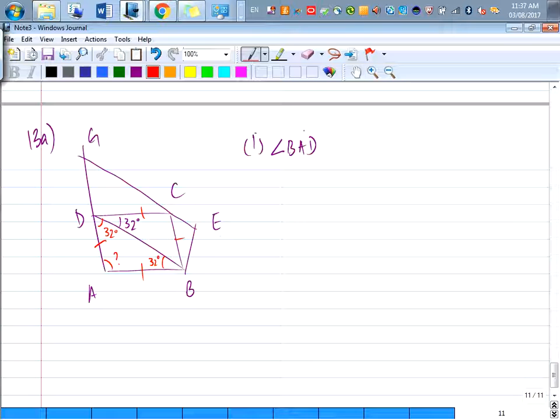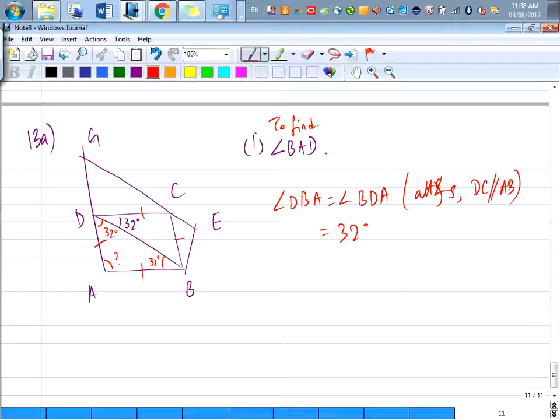Okay, so to find it, working-wise, angle DBA equals angle BDA, which is 32 degrees. Reason: alternate angles. Then tell me which are the parallel lines: DC parallel to AB. Then I have the same usual type of question. For 1 mark only, do I need to write so much? No need. You can just write 32 degrees. But I'm showing you what is expected if it is more than 1 mark. So you can use this time to practice, or you can be lazy and just write 32, and you'll see the difference during your O-levels.